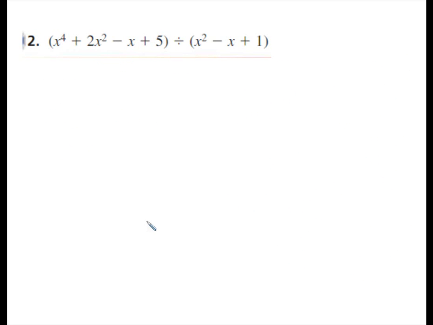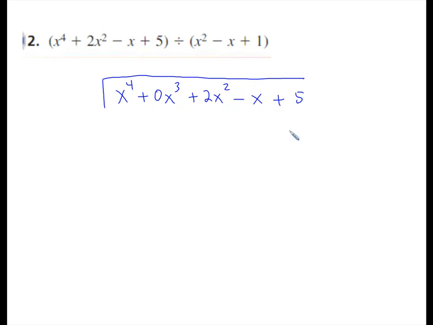So let's take a look at this second example here. So let's set everything up. First of all, notice we've got a missing term. There's no x to the third, so I need to make sure I put in that 0 when I set things up. So I've got x to the fourth plus 0 x to the third. So I have to make sure I put in this missing term. Then plus 2x squared minus x plus 5.